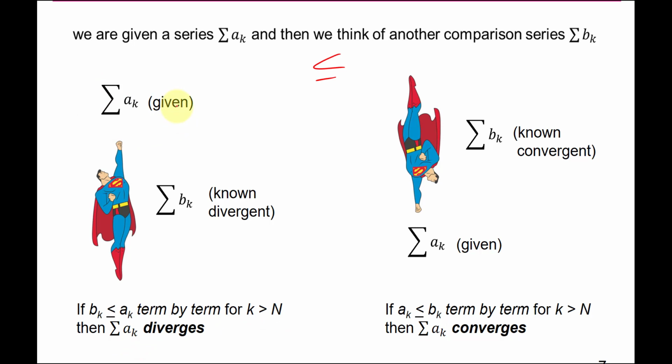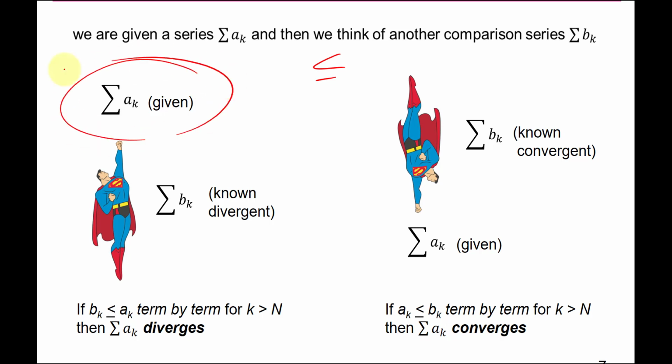But another option is that you might choose some known convergent series, and if you're choosing something convergent, then the one that's known has to be larger term by term than the one that's given, the terms that are given. Right? So if a sub k is less than or equal to b sub k, and b sub k, the infinite series, converges, then if this is true, term by term for all k after some cutoff, then the given series converges.